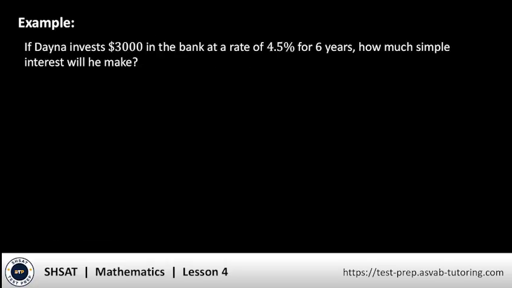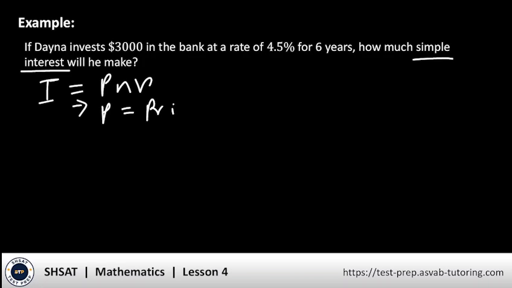If Diana invests $3,000 in the bank at a rate of 4.5% for 6 years, how much simple interest will he make? First of all, we need to know the formula for simple interest. So that is I equals PNR, okay? Where I stands for the interest, P is the principal. Principal means the initial amount of money that you either invest into the bank or you borrow from the bank.